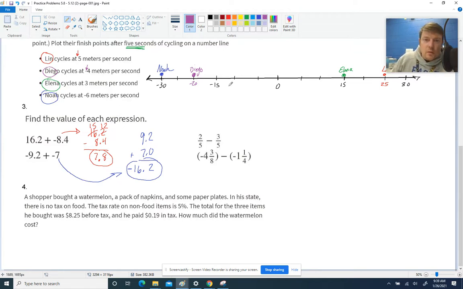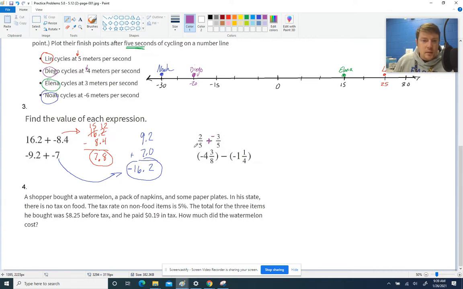Before we can follow those rules for these last two, we have to do something that we learned last week, which some of us are struggling with: we have to change this subtraction into an addition problem. So we're going to change it to a plus. But if we're going to make it plus, the second number has to be made into its opposite. So this is really 2/5 plus negative 3/5.